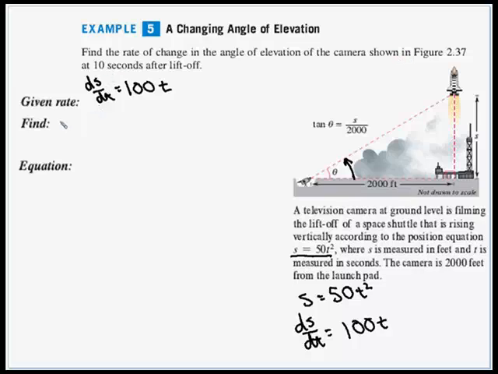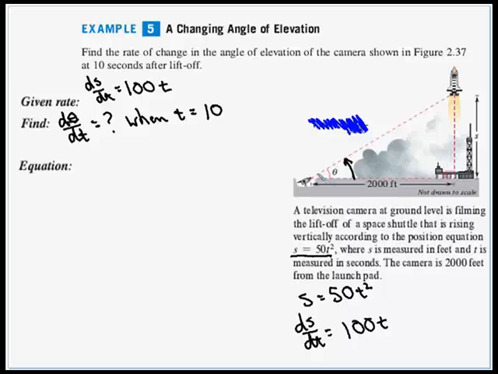So they're asking us to find what? d theta dt. Oops, that's a theta. d theta dt is equal to what? And we do have our snapshot in time, when t is equal to 10. And we need an equation to tie all these variables together. And if we look at the picture here, I have to remember to take that out of the notes. That's just giving it away.